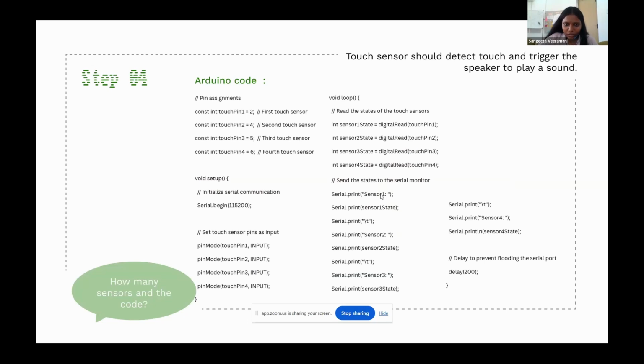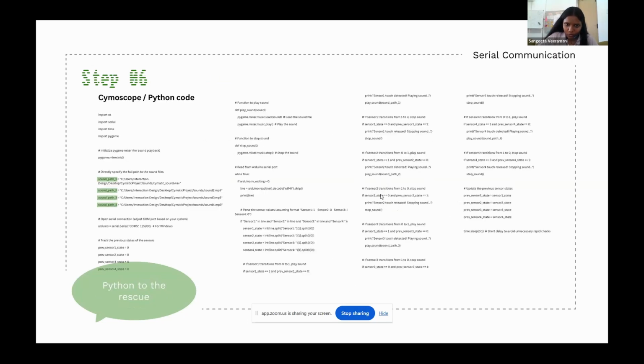So this is the Arduino code that was for the touch. Then I moved on to the Python part. What our prof suggested was to use serial communication between Python and Arduino. This was also a very strange concept for me, but ChatGPT really helped me with the code, and I tried to do it as much as I could by myself and with ChatGPT.